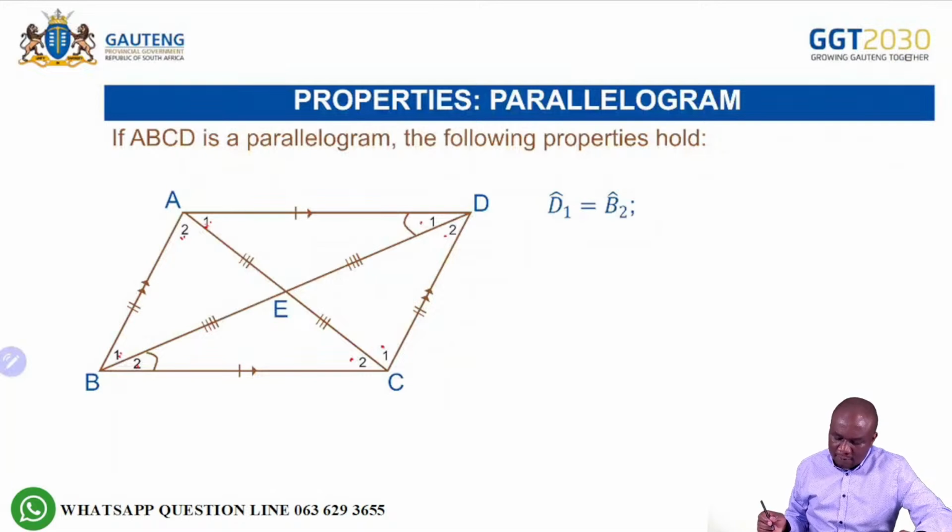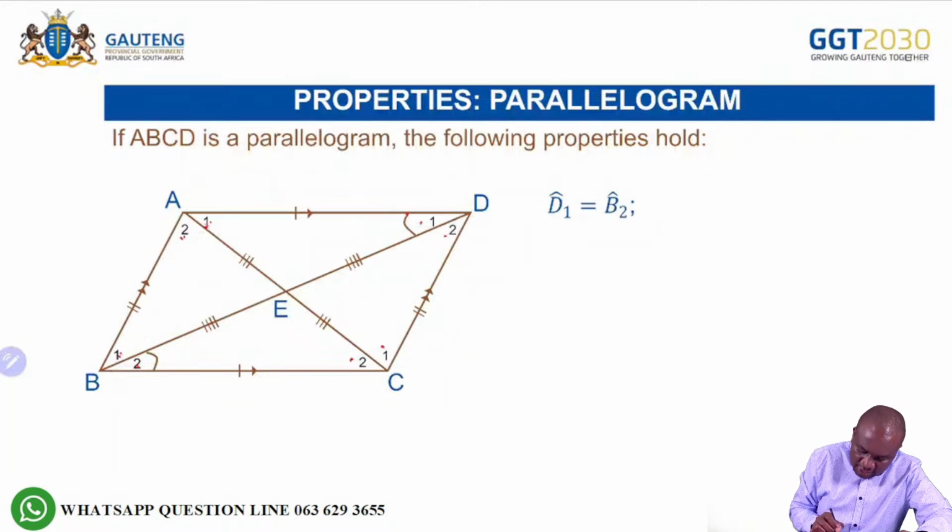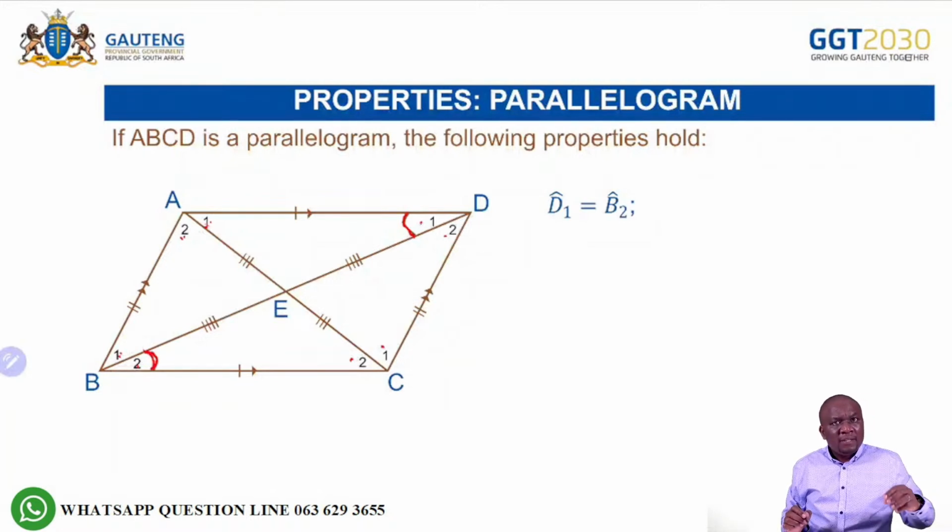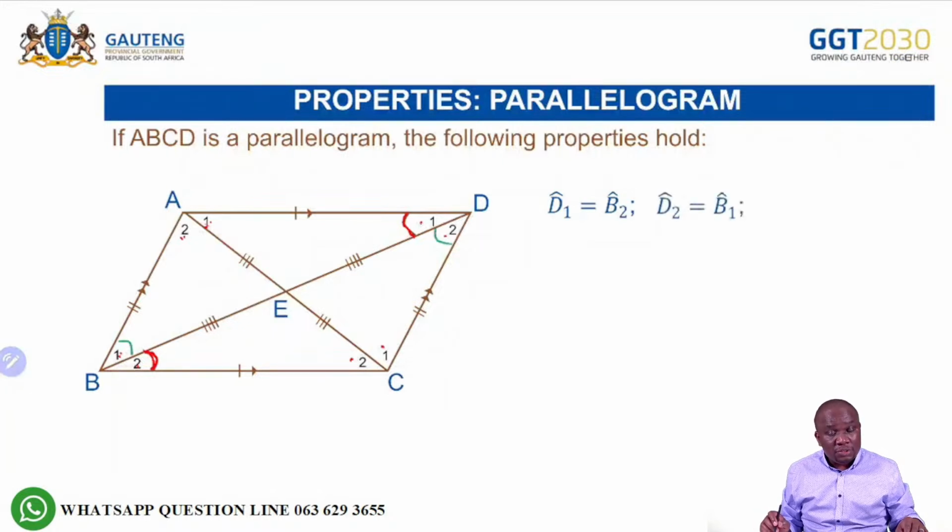Right. We're saying angle D1 is equal to angle B2. We can see that. Angle D1, which is this angle, and then angle B2, which is this angle. Why are they equal? If you check, these angles are alternate angles. AD is parallel to BC. These are alternate angles. What are the other alternate angles? You can see angle D2 and angle B1, the green ones. Angle D2 and angle B1, they are alternate angles because AB and DC are parallel. Angle D2 is equal to angle B1.